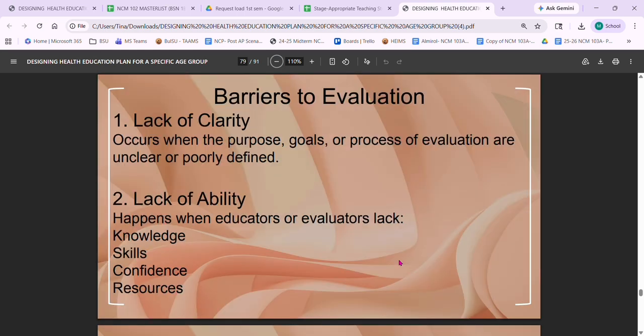So what are the barriers of evaluation? Okay, lack of clarity. So meaning, it occurs when the purpose and goals and process of evaluation are unclear or not fully defined po. So, ibig sabihin, you use vague terms like good quality, okay? Difficult to measure yon, so unclear yung objective, okay? Ano ibig sabihin ng good? Paano mo siya i-measure? Lack of ability happens when educators or evaluators lack the knowledge, okay? Hindi naman pala alam paano mag-evaluate in terms of knowledge, skills, confidence, and resources.